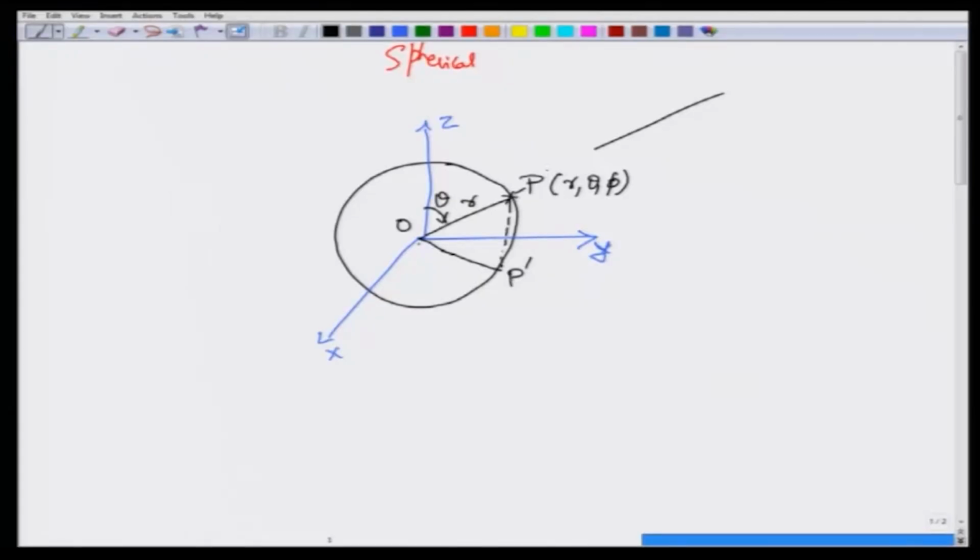Now, this point P prime I know how to specify, right. All I have to do is give the angle phi.